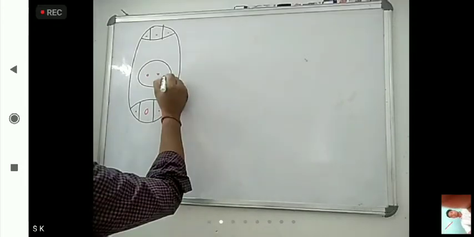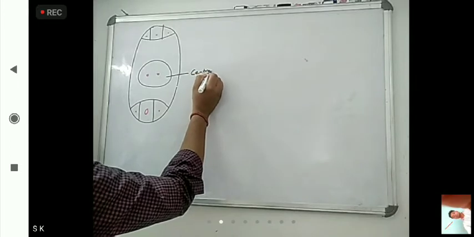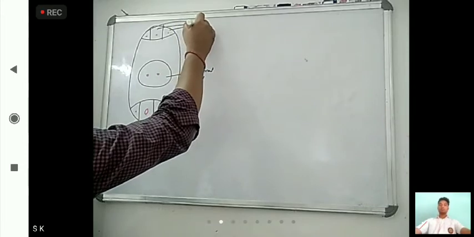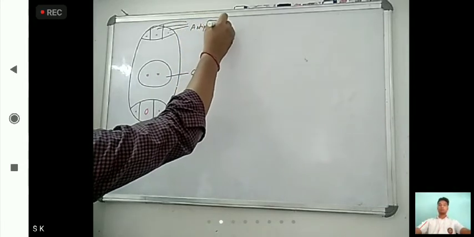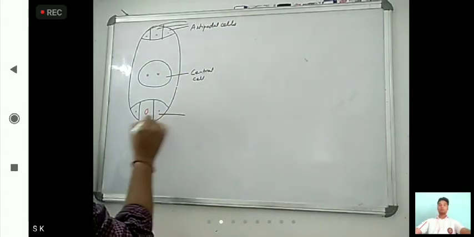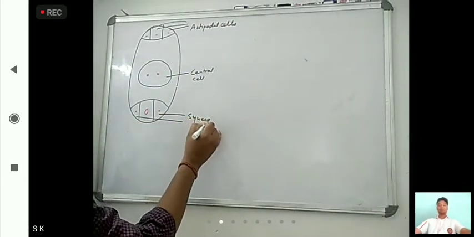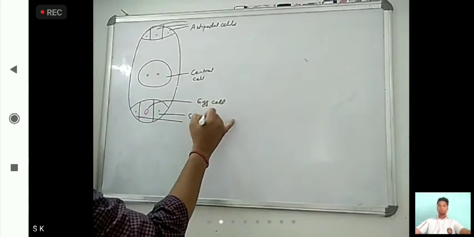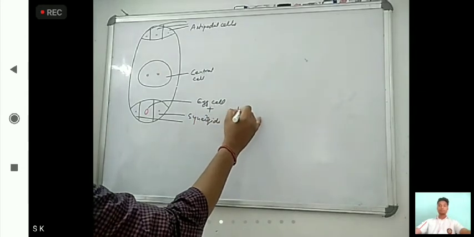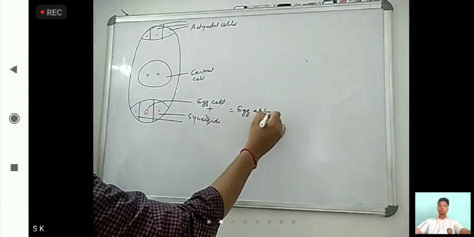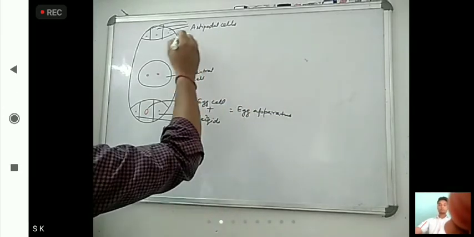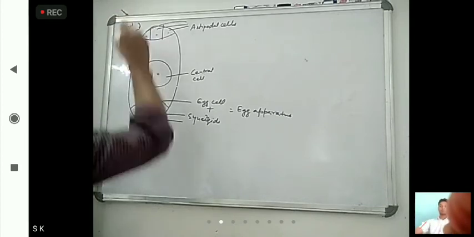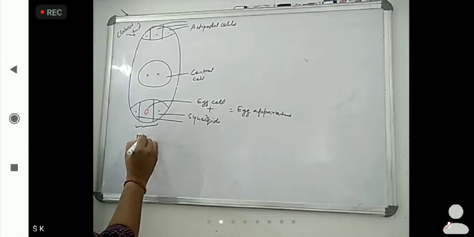This we saw last time. This was the central cell. These are antipodal cells. These two synergids. This was the egg cell. These two synergids plus the egg cell form the egg apparatus. This was the side of the chalazal end. This was the side of the micropylar end.